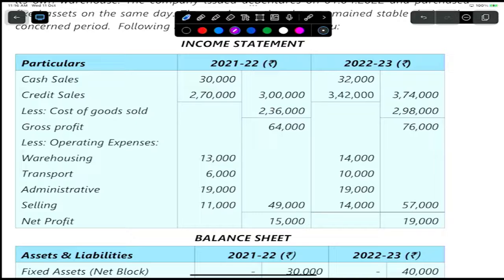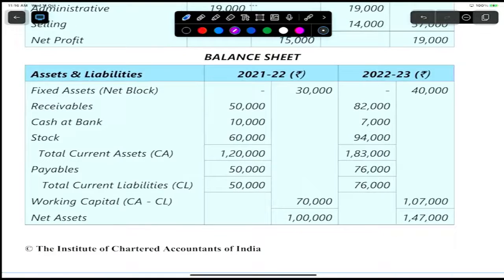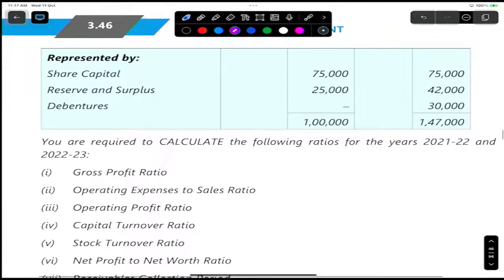Okay, let's see. Cash sale, credit sale, cost of goods sold, gross profit, operating expenses, warehousing, transport, administrative, selling, net profit. Assets and liabilities are also given. Fixed assets, receivables, cash at bank, stock, total current assets. Fixed assets is 30-40, receivables 50, cash 10, stock 60, total current assets 120-183. Payables, total current liability, working capital, net assets. Share capital 75-75, reserves and surplus 25-42, debentures 30.